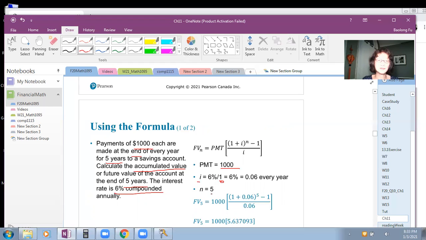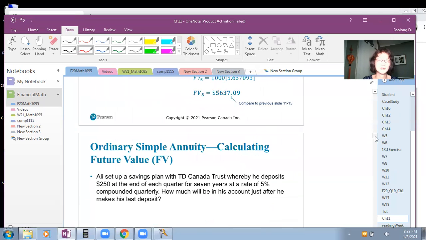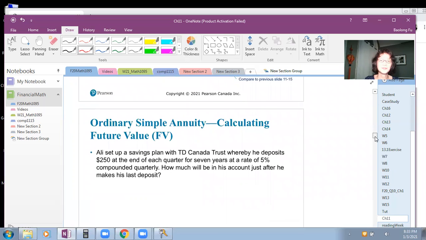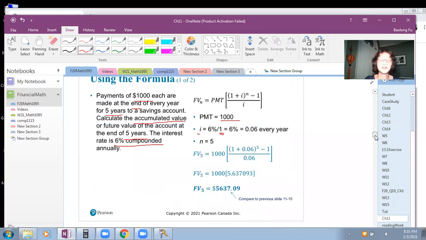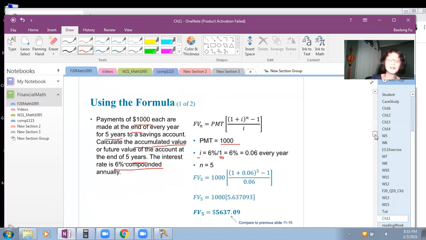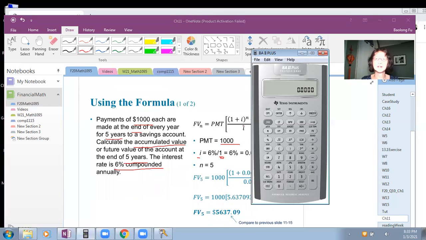N is 5, it is 5 years. Okay. And you plug in all the related numbers, you get the final answer, the same as we got before. So this is how to use the formula. Another method, instead of using the formula, you can use a calculator.